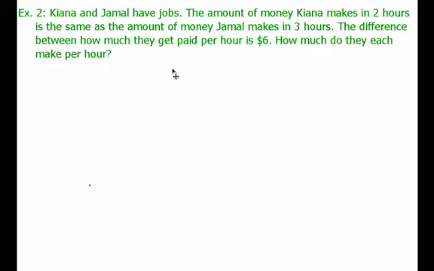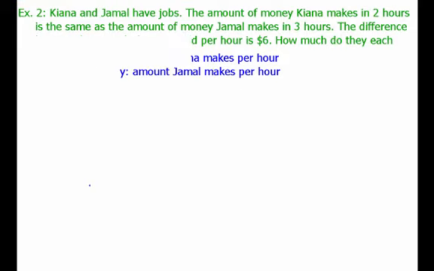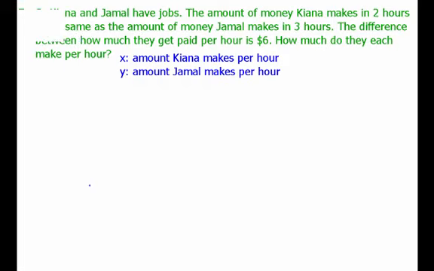So let's go ahead and define our variables. The question says, how much do they each make per hour? So I'm going to say x is the amount of money Kiana makes per hour, and y is the amount of money Jamal makes per hour. Hopefully that makes sense to everybody. Since it's asking us how much they make per hour, I'm going to say, here's how much one person makes per hour, here's how much the other. Now let's write our equations.